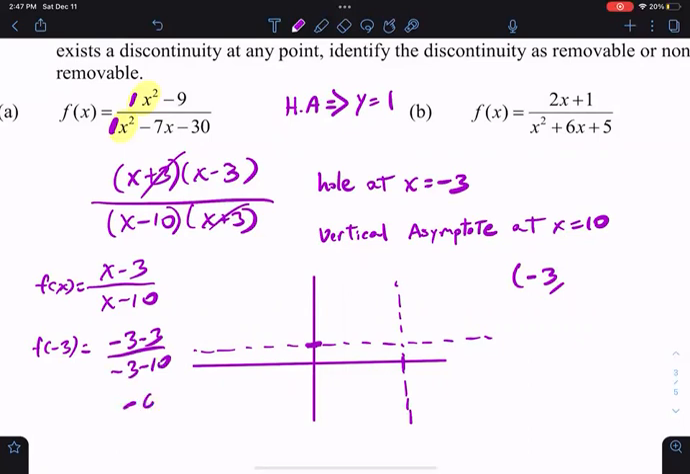So that's going to be -6 over -13, right? So that's going to be 6 over 13. So if you do that, it's 0 point something, right? So that's going to be here. Let's say -3 is here, and that hole should be around here somewhere, okay? So the graph should look something like this.